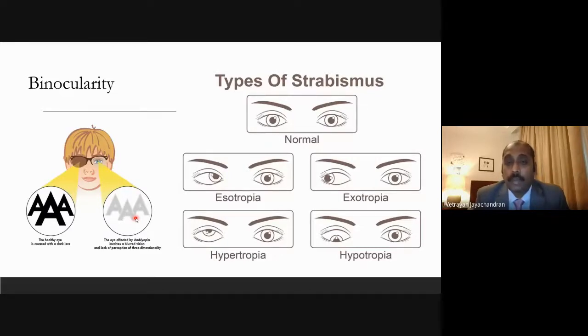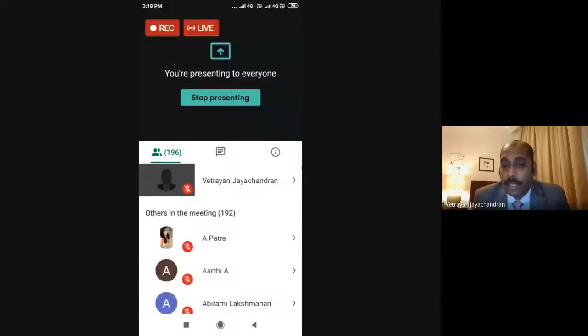So this is mainly due to the weakness of the eye muscles, the rectus muscles. So maybe it leads to this problem. Either one eye will be up or down, or it may be inward or outward. If it goes more inward, we call it esotropia. If it goes more outward, we call it exotropia. Upward is called hypertropia, and downward is hypotropia.